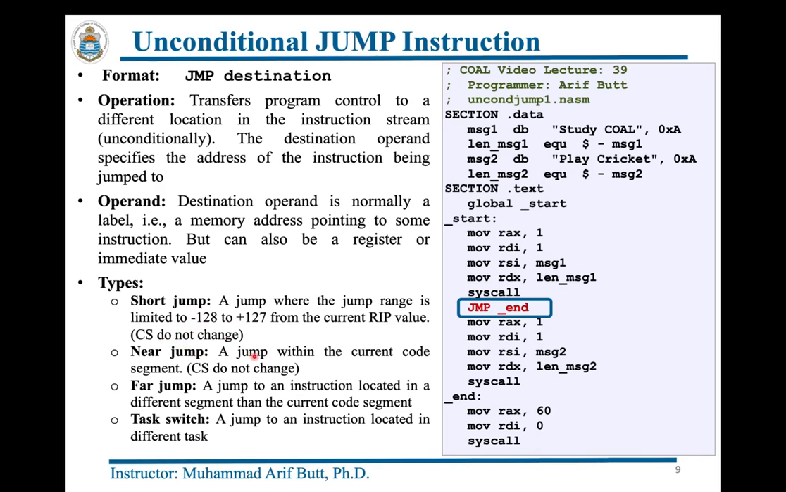A near jump is a jump within the current code segment. The only requirement is that the code segment does not change. Far jump is a jump to a location where there is another code segment. You are jumping to a segment which is not inside the current code. So that is a far jump. We will not be practically seeing this in today's session. And finally, we have the task switch, which is a jump to an instruction located in a different task.